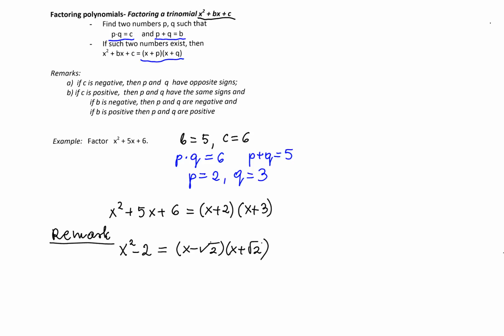So not always are the numbers p and q going to be integers. If they are, we'll say that the polynomial factors over the integers. If they are not, sometimes we say that our polynomial is prime with respect to integers.